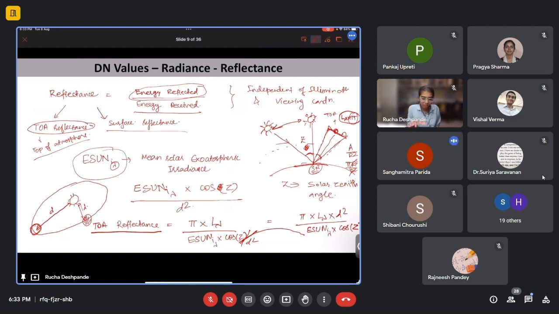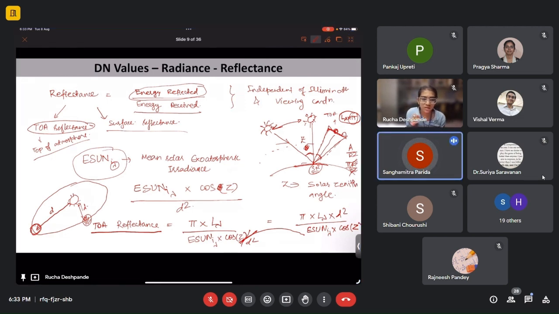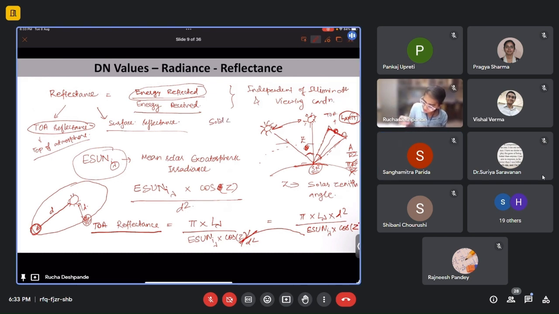So you have written something A by R square. Will you write it clearly? It's a bit not visible. A by R square divided by. All right, solid angle is equal to A by r square. So here we are calculating the radiance per unit solid angle.